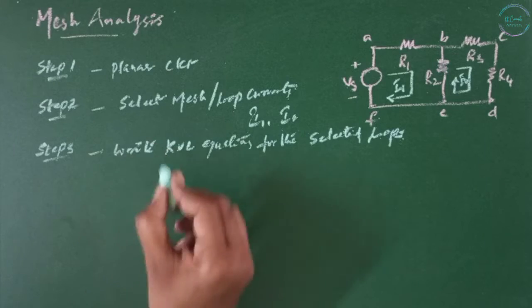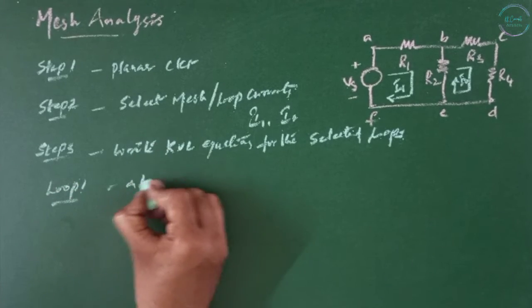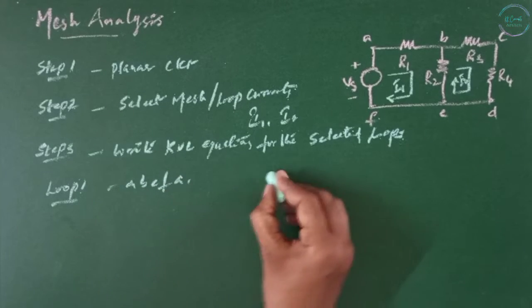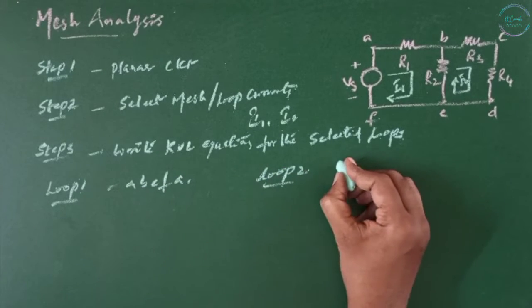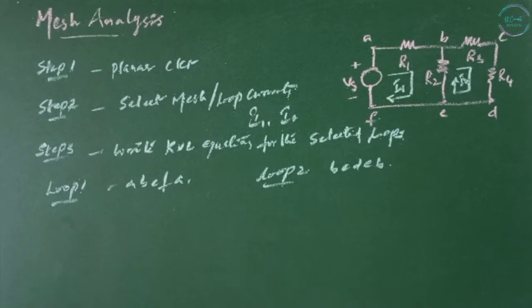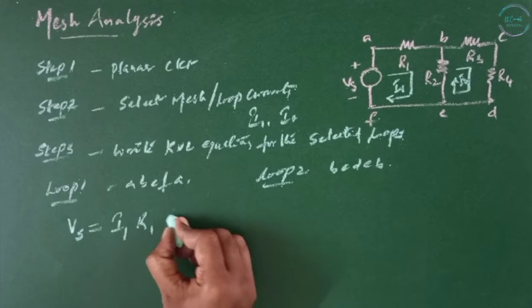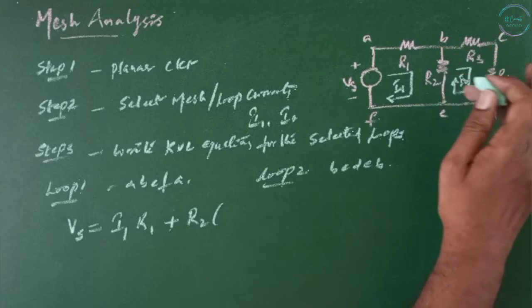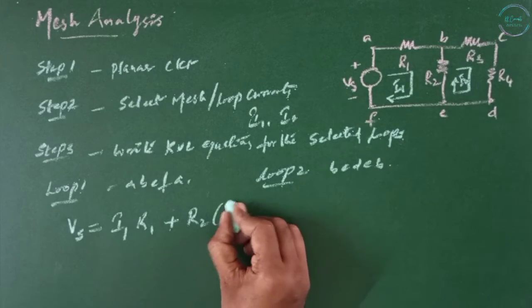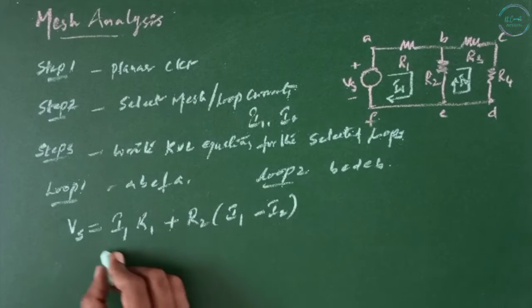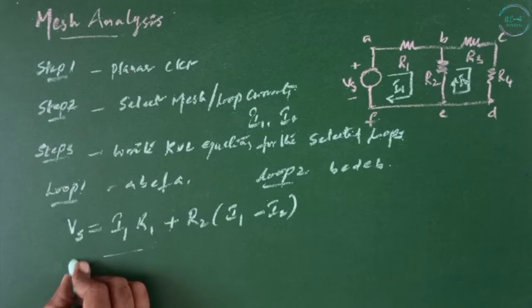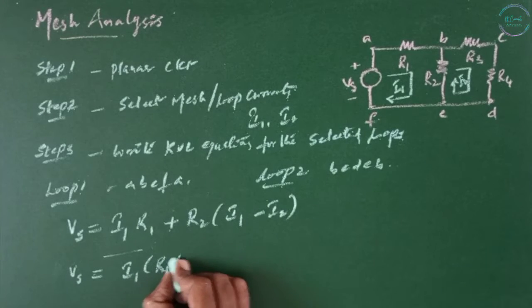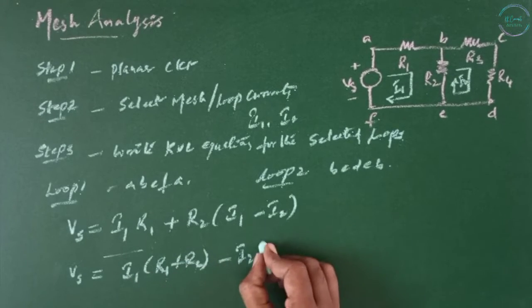Loop 1 is ABEFA, and loop 2 is BCDEB. Now writing the KVL for loop 1, the source voltage equals the voltage drops, that is I1 through R1, whereas R2 carries two currents: I1 coming from top to bottom, whereas I2 is coming from bottom to top. So in opposite direction, I1 minus I2. This is the loop 1 equation. If you arrange this, Vs equals I1 (R1 plus R2) minus I2 R2.